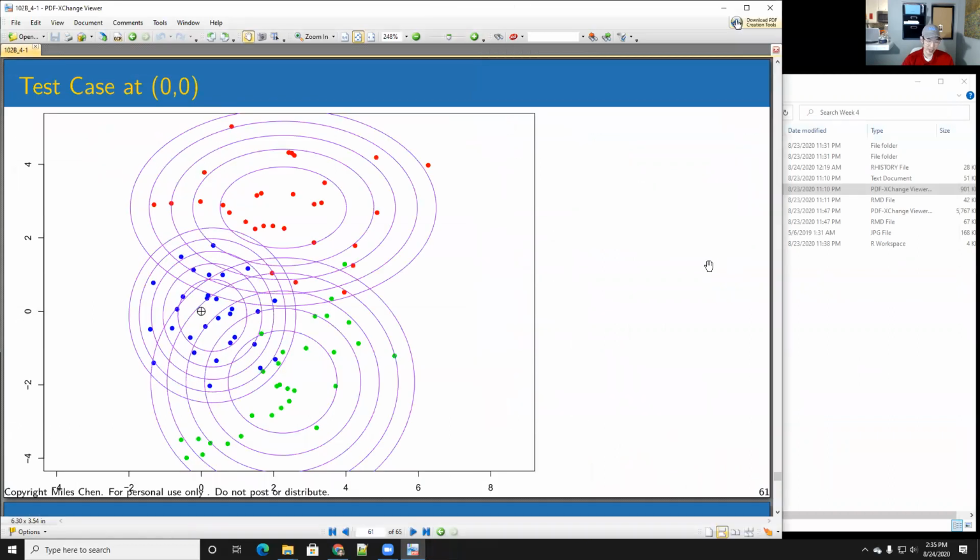But again, in a lot of cases where you have high dimensional data sets, the naive Bayes classifier is very useful because trying to estimate that covariance matrix can get quite difficult to do.